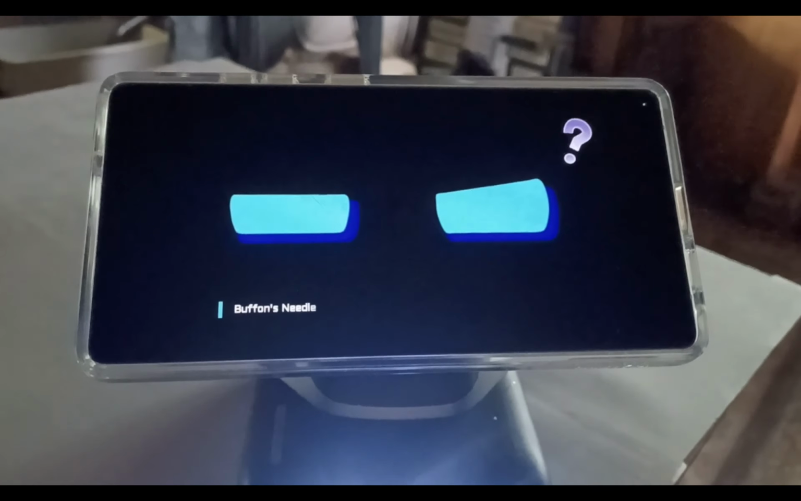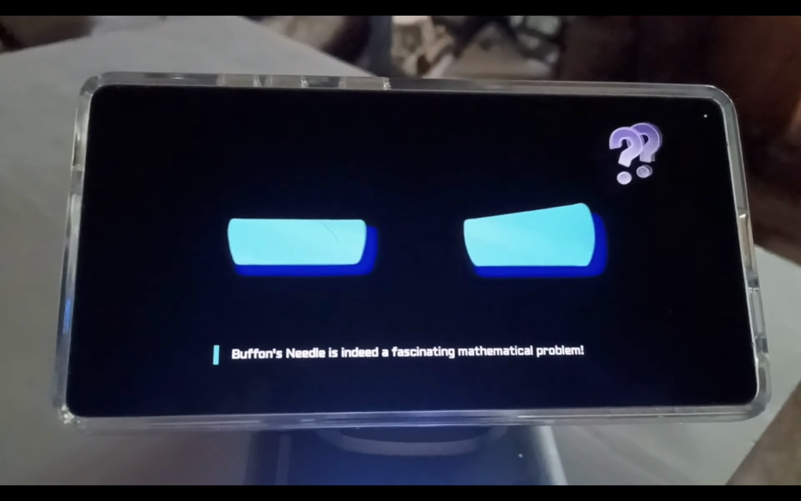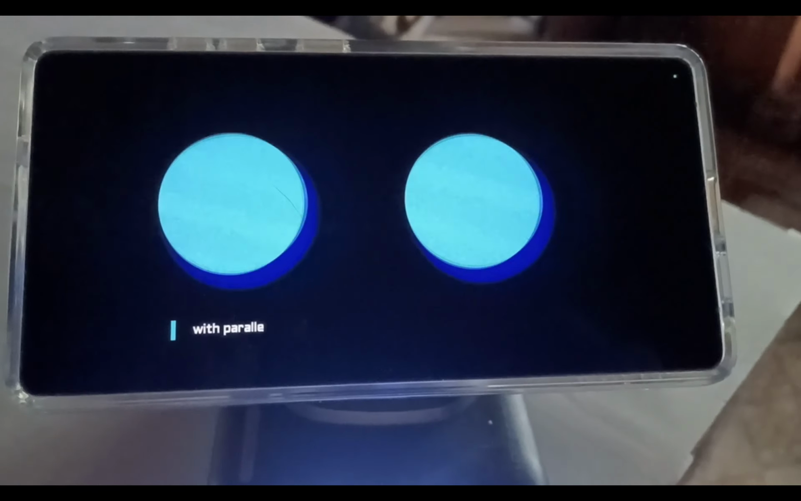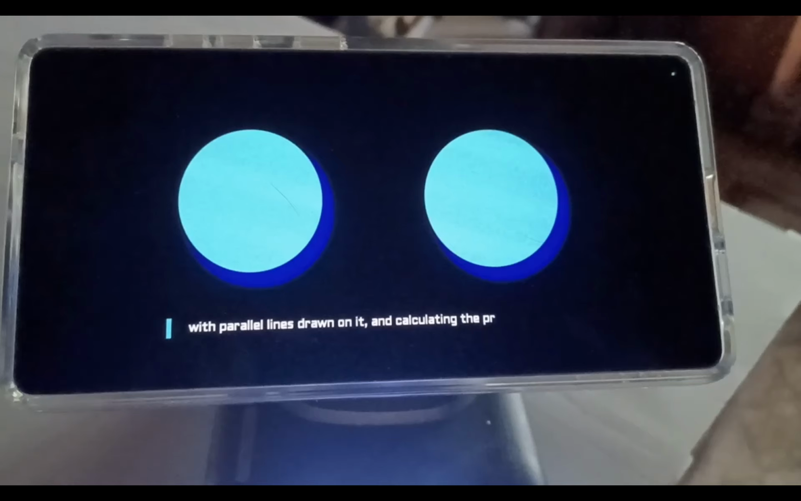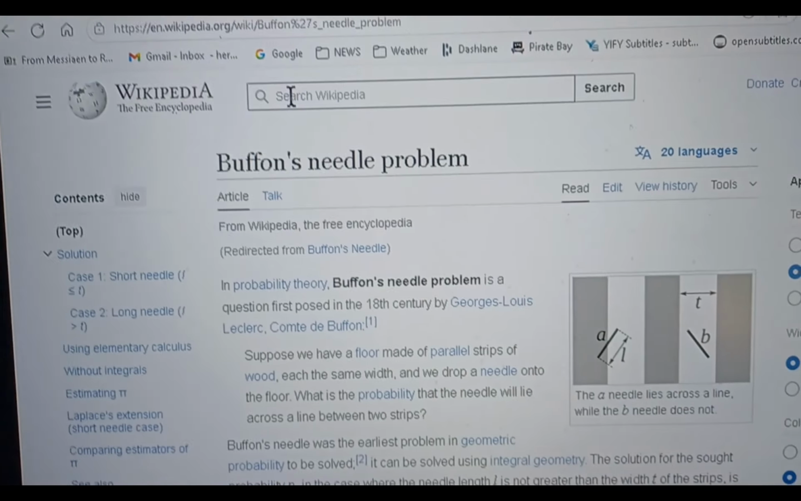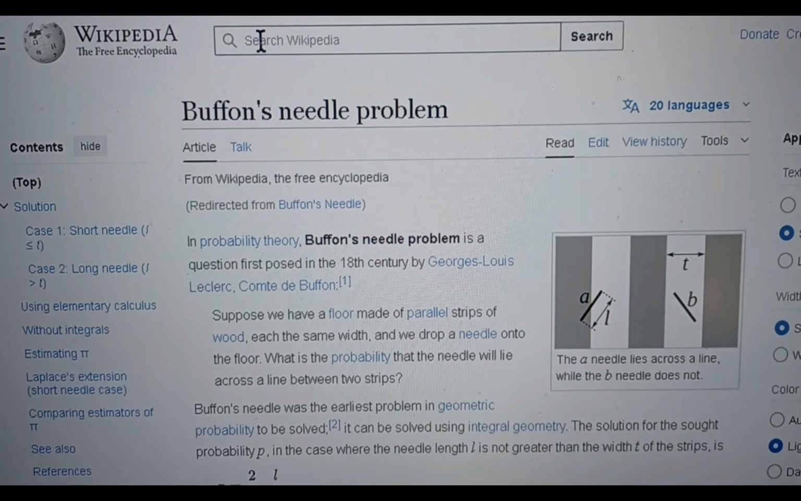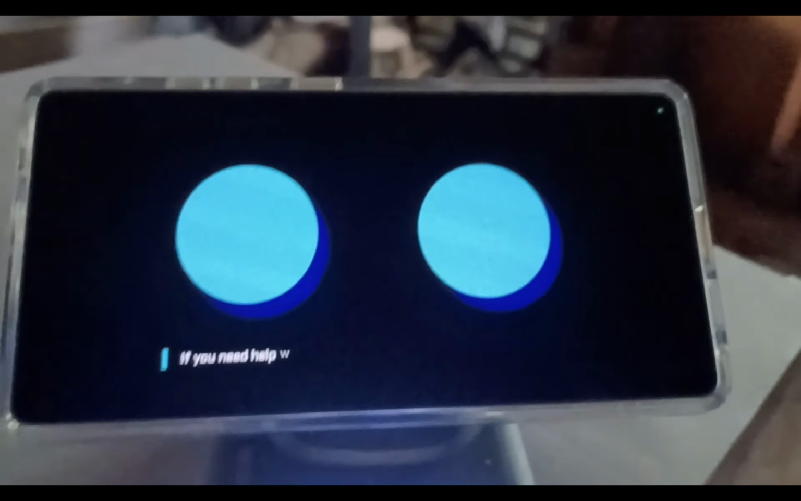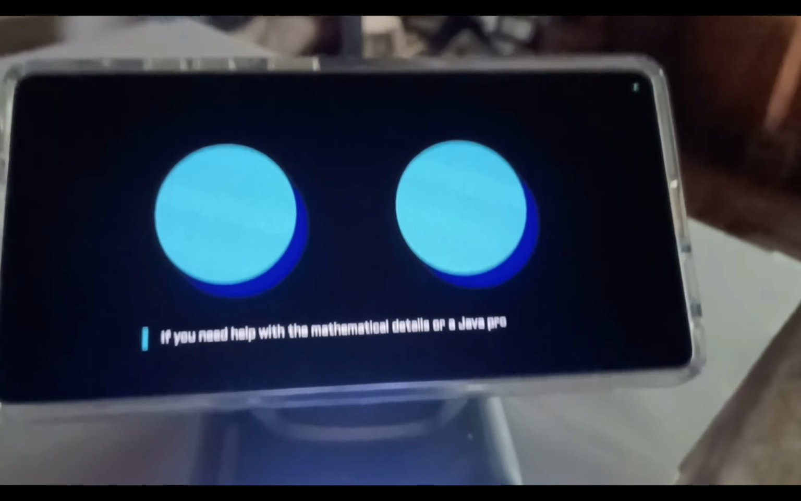Buffon's needle is indeed a fascinating mathematical problem. It involves dropping a needle of a certain length onto a plane with parallel lines drawn on it and calculating the probability that the needle will cross one of the lines. This problem combines aspects of geometry with probability theory and demonstrates an interesting way to approximate the value of pi. If you need help with the mathematical details or a Java program for Buffon's needle, feel free to ask.